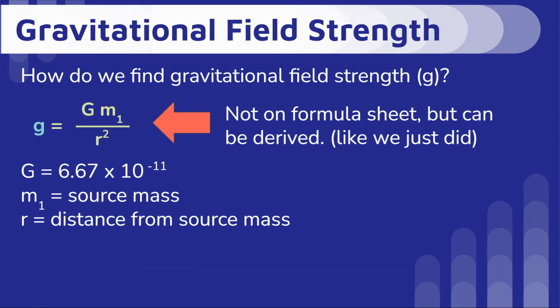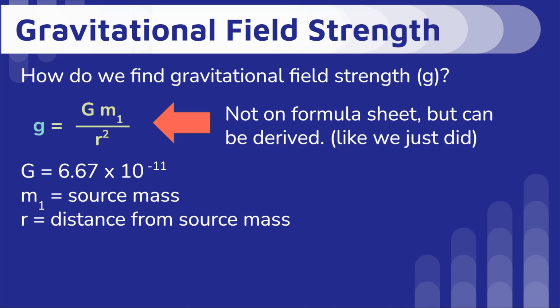So how do you find gravitational field strength? Well, if you know these variables, you can use this equation instead. And of course, big G is a constant. So if you know the mass of that source and you know the distance between the object that you're analyzing in the field and that source, you can plug into this equation. But it's not on your AP Physics 1 formula chart. You have to derive it, just like we did a moment ago. Or you can memorize it.